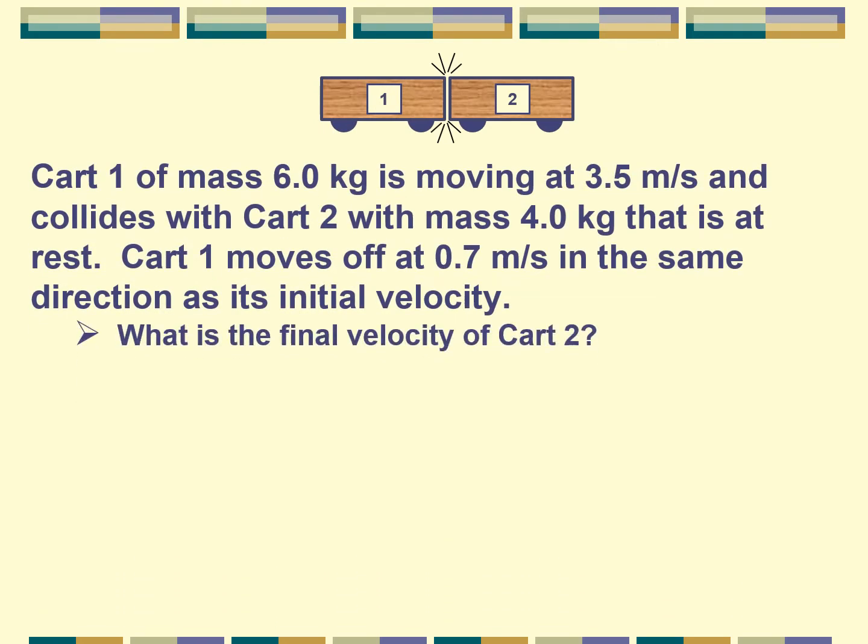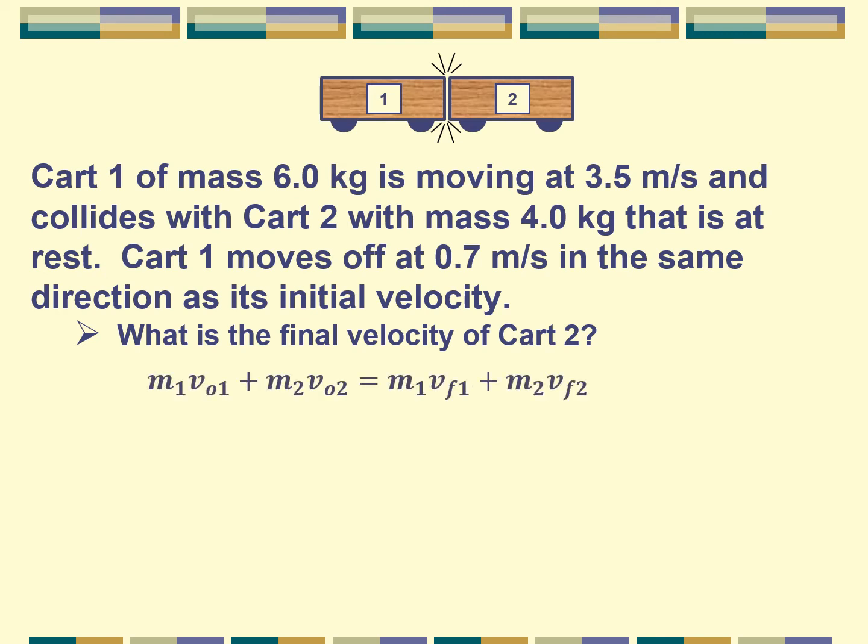In this example, it says car 1 of mass 6 kilograms is moving at 3.5 meters per second and collides with car 2, the mass of 4 kilograms, that is initially at rest. Car 1 moves off at 0.7 meters per second, the same direction as its initial velocity. All right, so car 1 is initially moving 3.5 meters per second, comes in and hits car 2. Car 1 initially at 3.5 ends at 0.7, so it slows down. Car 2 initially at rest, so it has an initial velocity of 0, and then starts moving off at some velocity that we have to figure out.